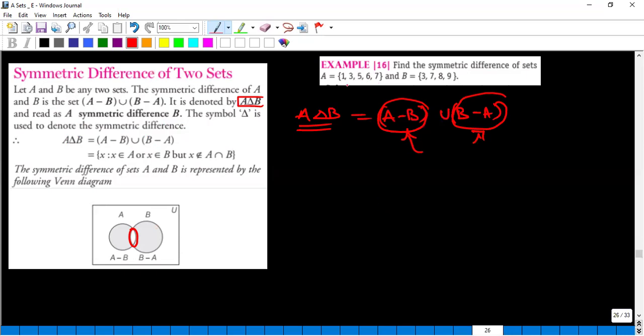You have set A like this: 1, 3, 5, 6, 7. Set B: 3, 7, 8, 9. Then you want to find A delta B. Remove the common elements. We have 3. Any other element? 7, 8, 9, 7 is there. Yes, 7 also you can remove here. And we will be left with 1, 5, 6, 8, 9. This is A delta B and the name is symmetric difference. The symbol is A delta B.